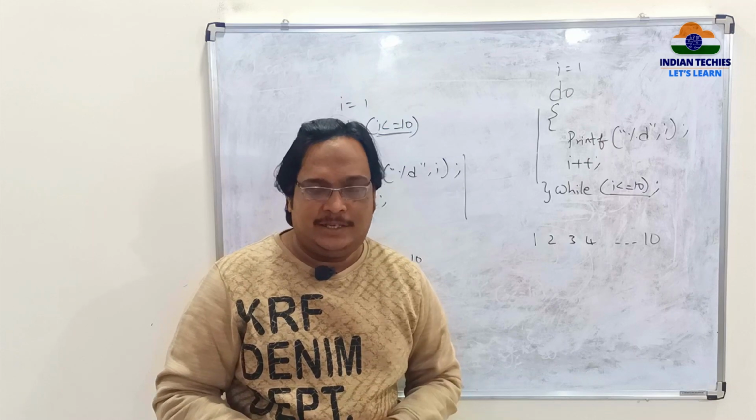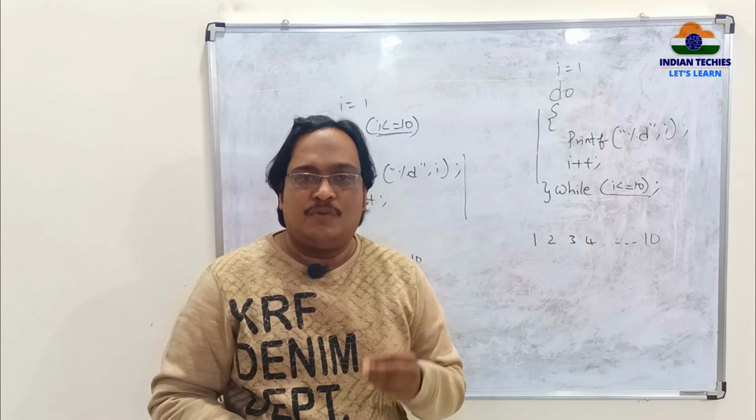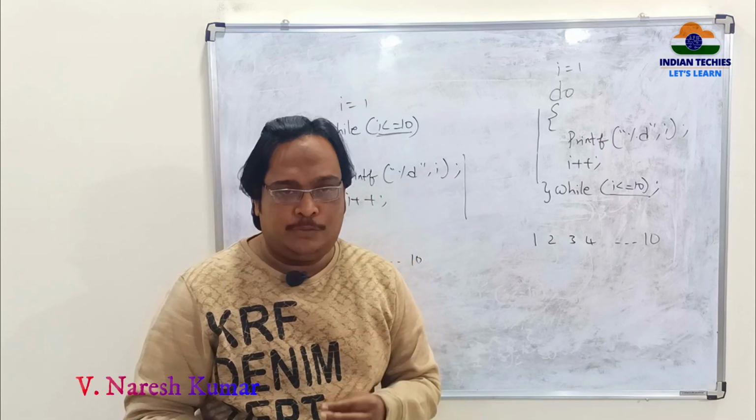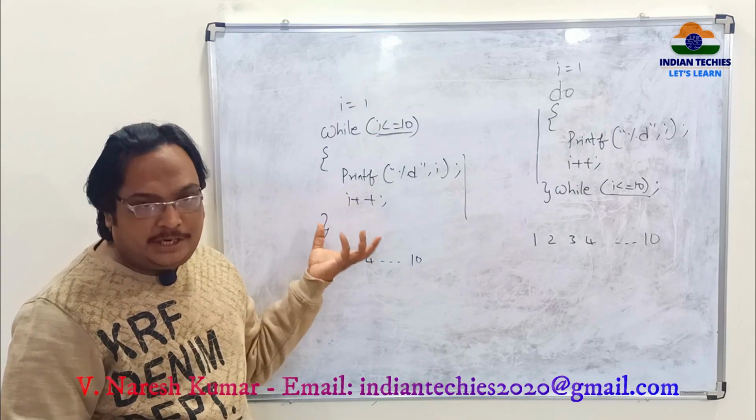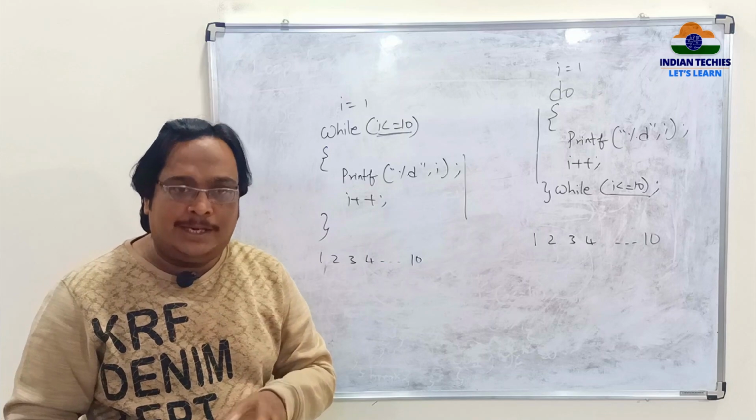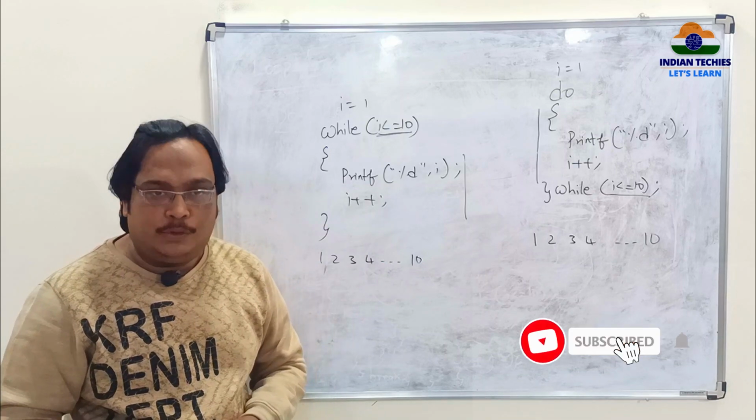In our next class, we will discuss why we are using the for loop when we already have the while loop under entry controlled, because for also comes under entry controlled loop only.